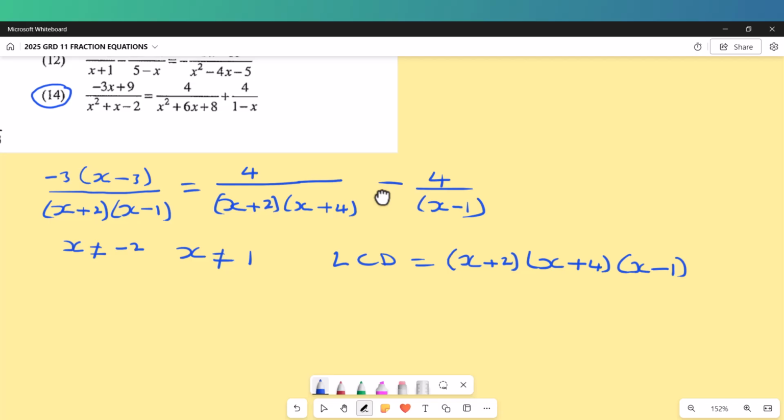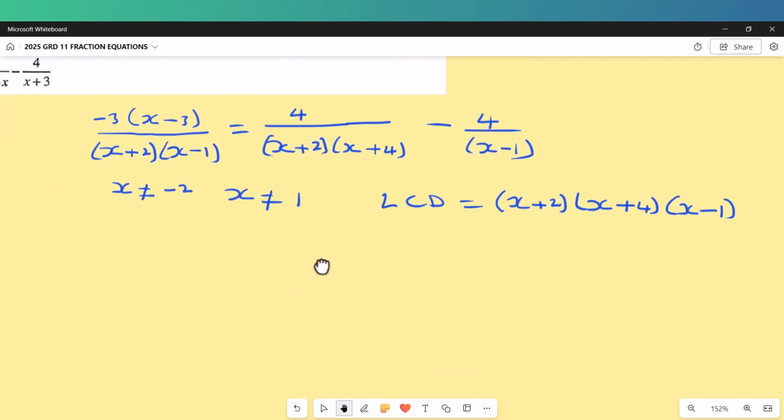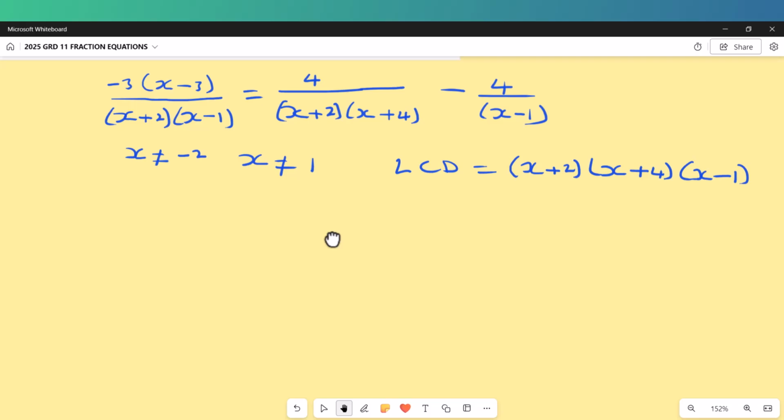Talk about x minus 1, it is here, so they are all represented in our LCD. So now our next step is to multiply by the LCD in all the terms. So here we go, multiply by the LCD, which is x plus 2.